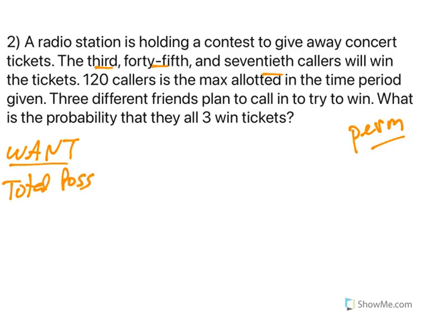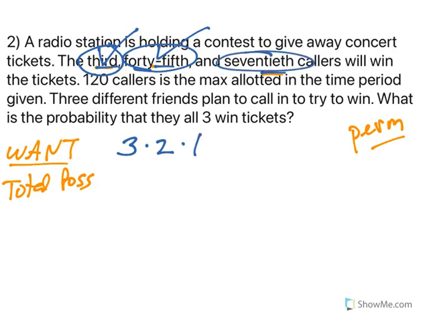So let's think through this. What do we want? Well, we want our 3 friends to win. So if I have 3 friends, how many options do we have for somebody to finish 3rd? Well, we have 3 options because all 3 of our friends could finish 3rd, right? Okay, so let's say that friend number 1 finishes 3rd. Great. How many friends do we have left to finish 45th? Well, 2, because 1 has already won. Great, so we win that one, and then we just have 1 more friend that needs to be 70th.